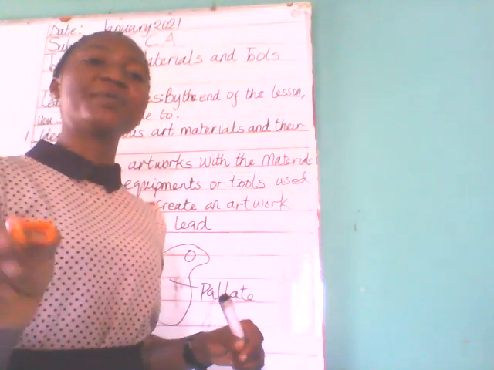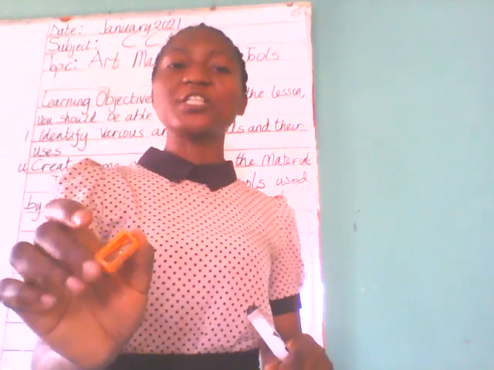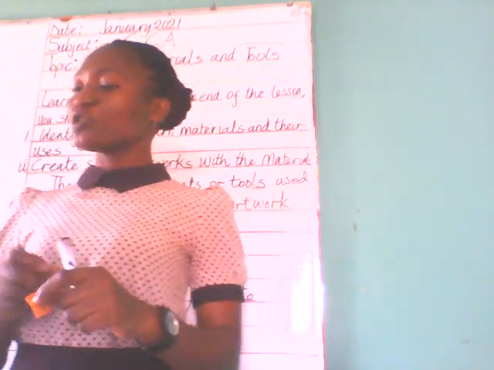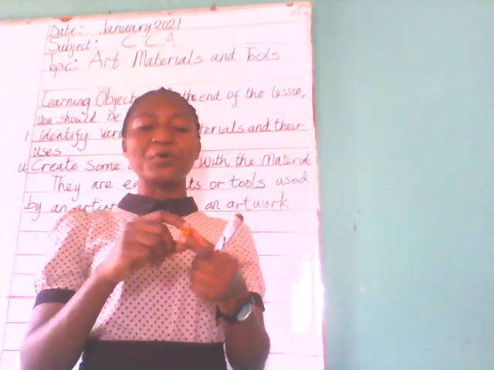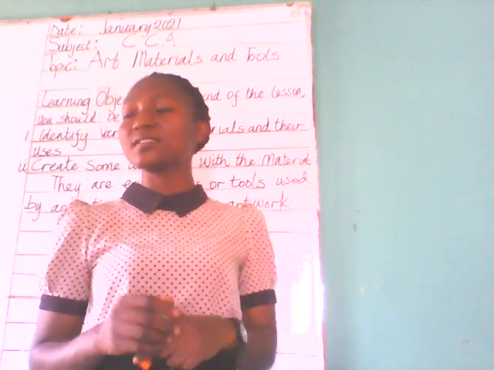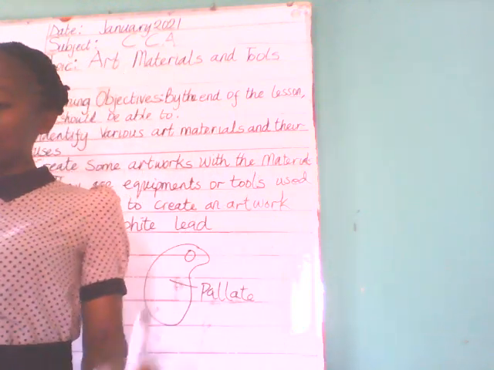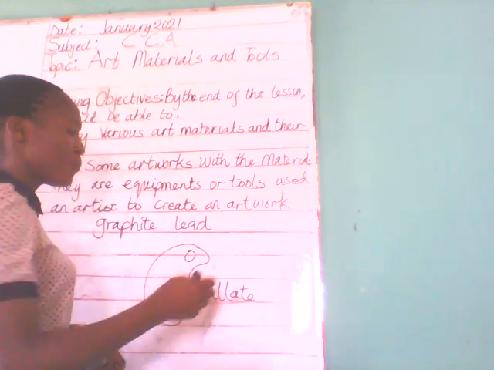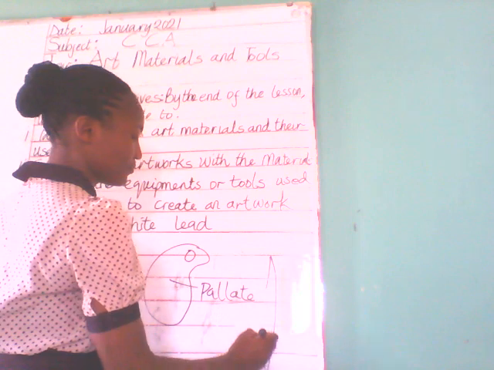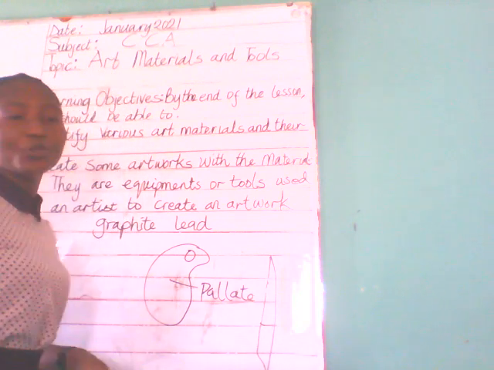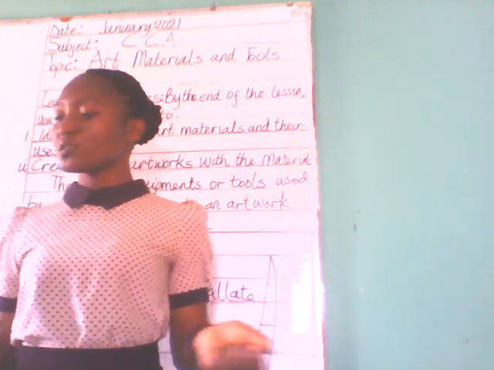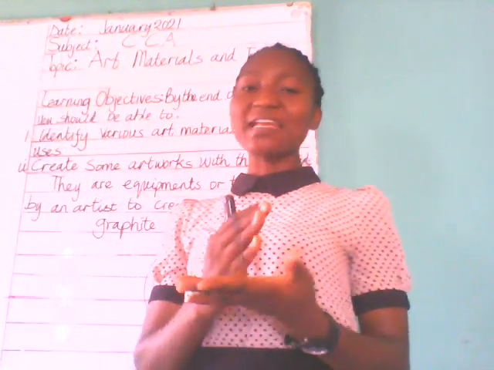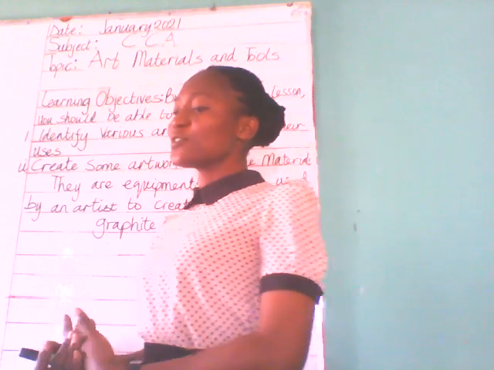Another one is a sharpener. A sharpener is used for what? To sharpen the pencil. We also have the blades when you want to sharpen the pencil. Another one is a knife, a palette knife. What do you use it to do? You use it to cut. If you want to cut any metallic object, you use it to cut it.